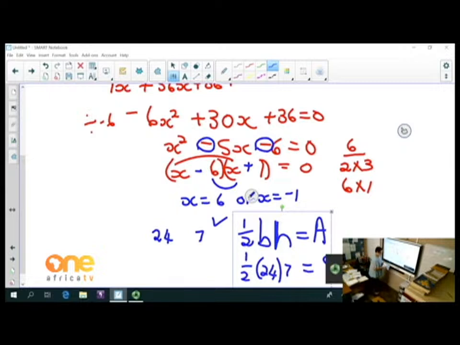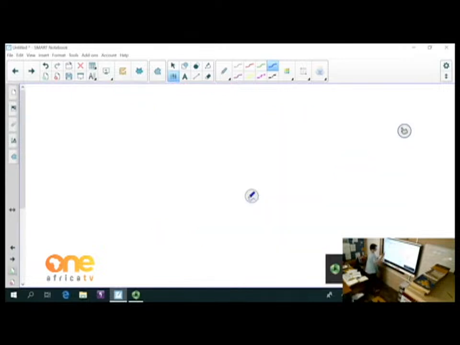Half base times height. Okay. Right, let's look at number 3. A folded napkin has a triangular base. So there's the napkin and I fold it there. Now remember, there's my 90 degrees. The longest side is always opposite that, the hypotenuse.